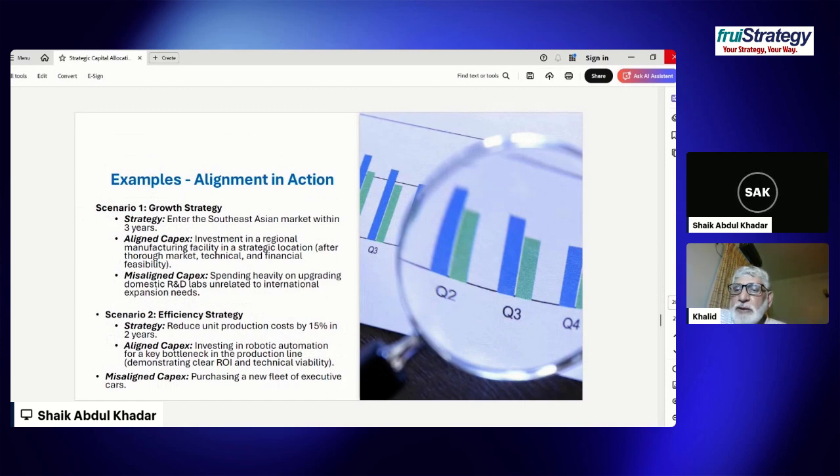investment in Southeast Asia. The second example is of an efficiency strategy. So the strategy is to reduce unit production cost by 15% in 2 years. Again, Mihai would be quite upset that this is not a strategy. This is the role of the operations department to reduce the cost anyways.